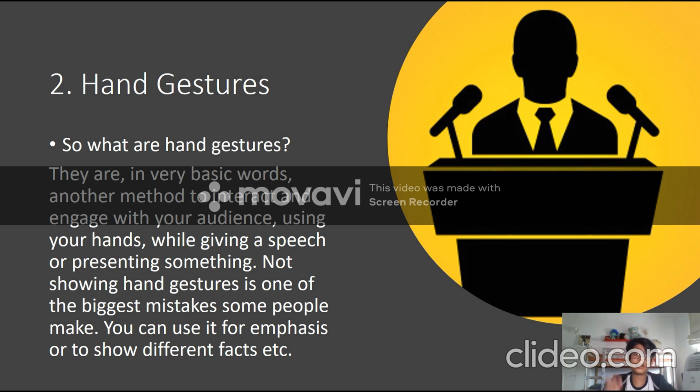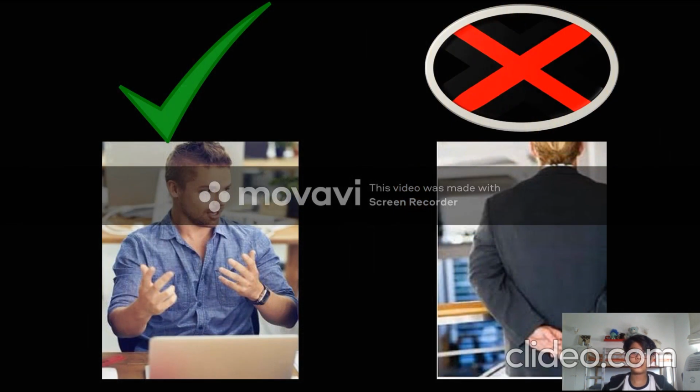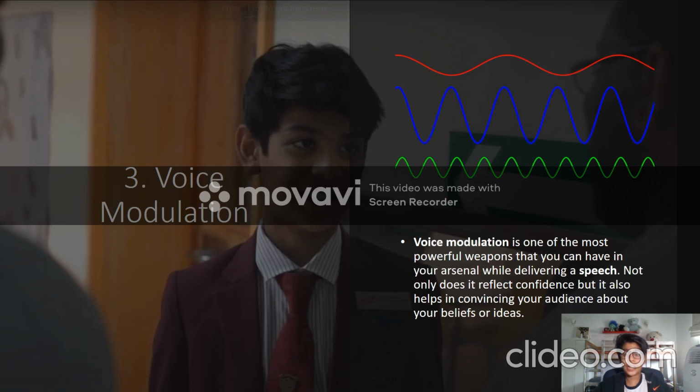So for emphasis, you can do this so that you're trying to pinpoint something. Different facts, you can do this and this. There are various kinds of movements that you can do with your hands just to emphasize on particular things. So as we had discussed before, showing your hands like this, showing off your hands, keeping it away from your body is very good. Whereas keeping it in the back, in your pockets and everything is something that people commonly do, but you shouldn't be doing. So the third thing that we're going to be looking at is voice modulation.